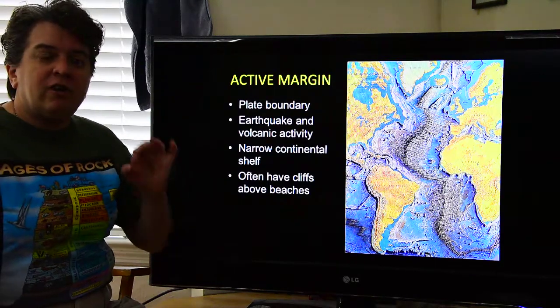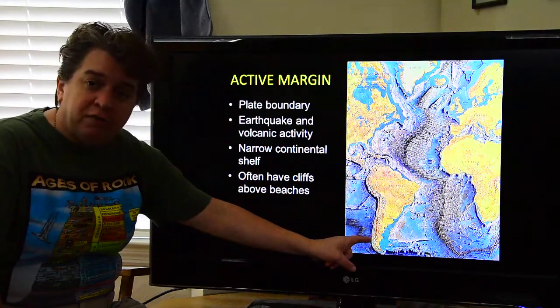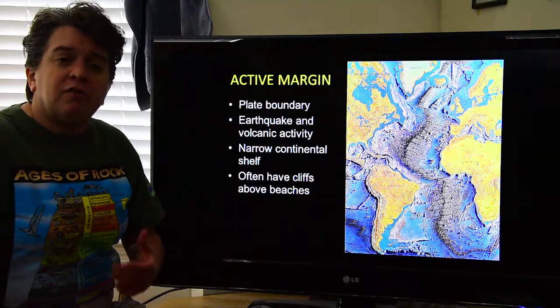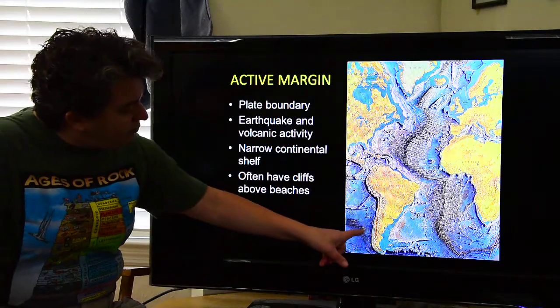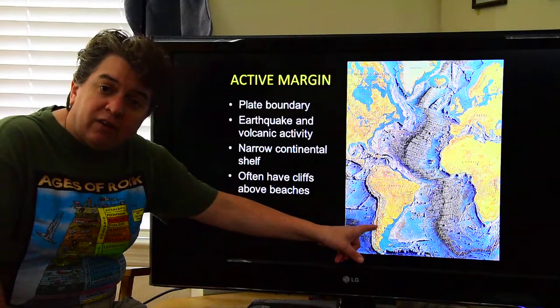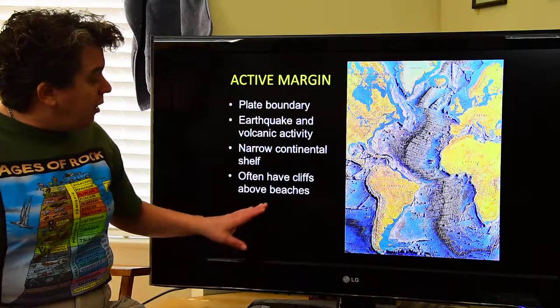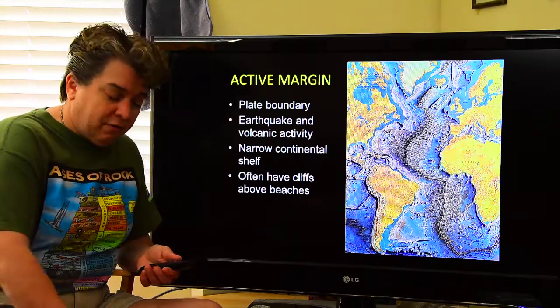Now, we could also have an active margin. And an active margin is a plate boundary. So that would be like the west coast of South America. And at these active margins, you're going to have a lot of earthquake and volcanic activity. Notice you don't have as much of a continental shelf there. It's going to be very, very thin. And oftentimes these have cliffs above the beaches.